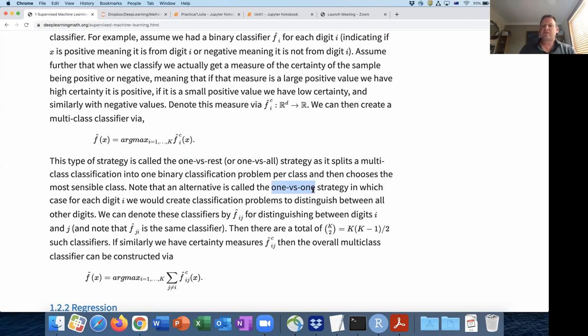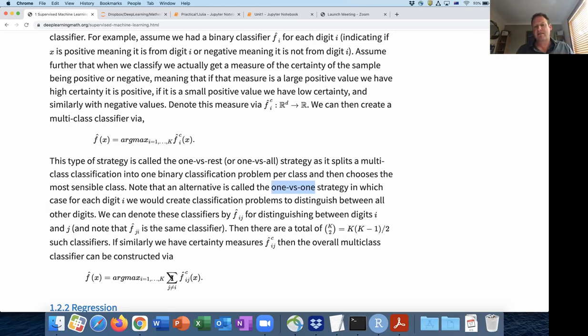The one versus one strategy looks at the 10 digits and considers all of the possible competitions that can happen. A digit two versus a digit three, a digit seven versus a digit eight, a digit seven versus a digit two, etc. And there are 10 choose 2, or K choose 2, such competitions. So this is a number that grows quadratically with the number of labels.